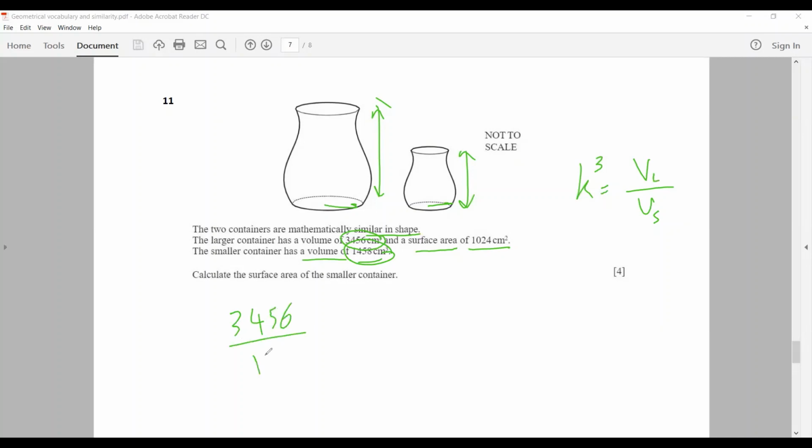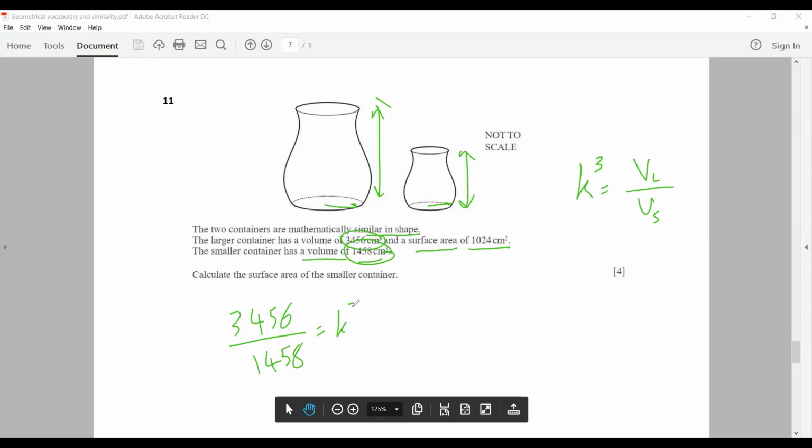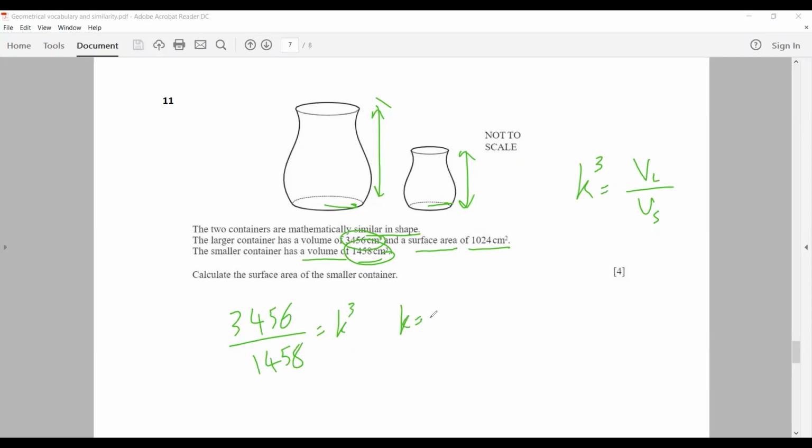3,456 divided by 1,458 should be k cubed. Therefore, k is the cube root of that fraction. Let me see. So the cube root of that is 1.33. And now I have the value for k.